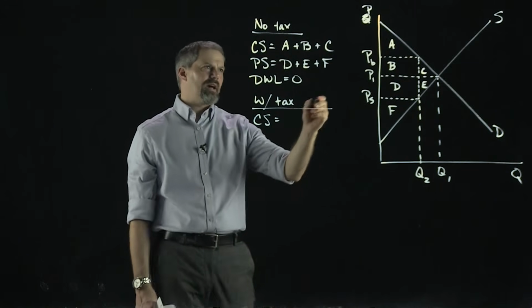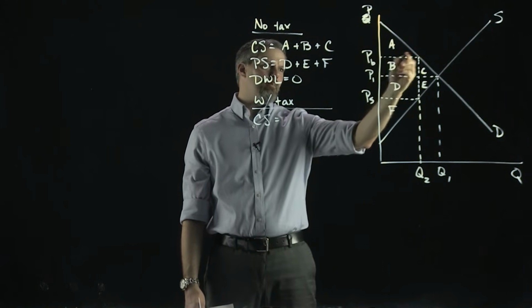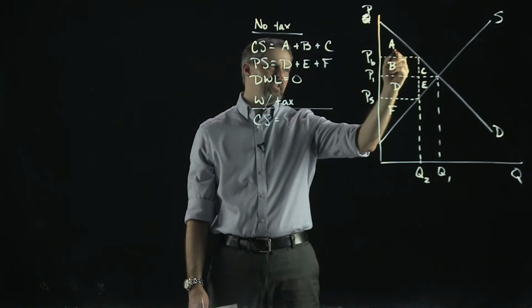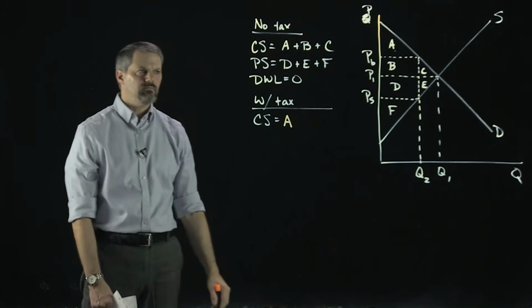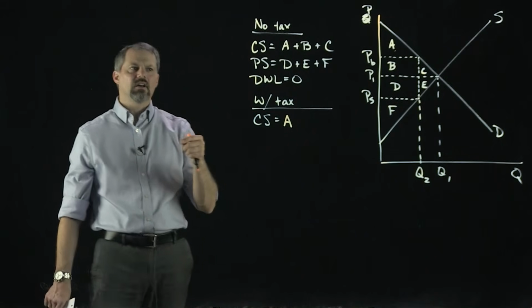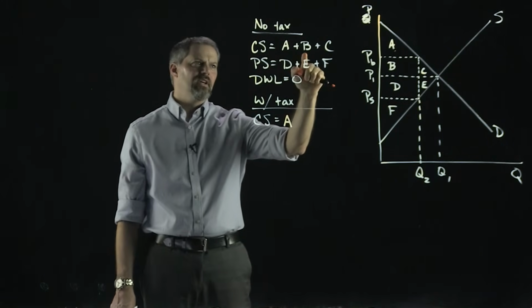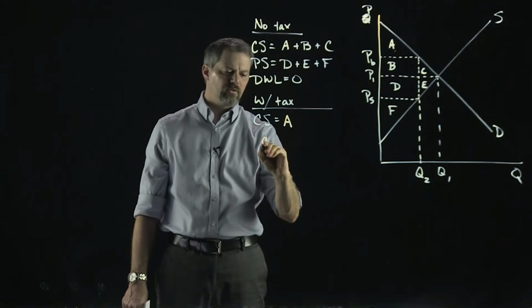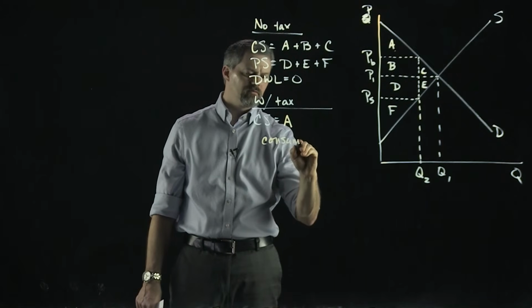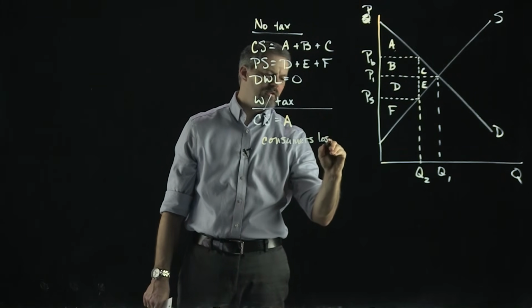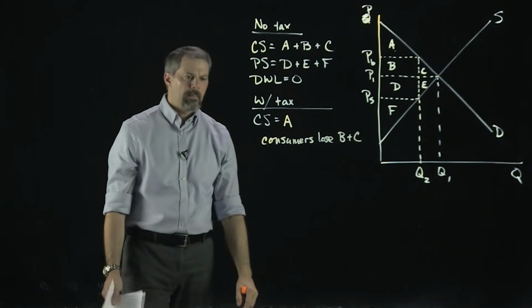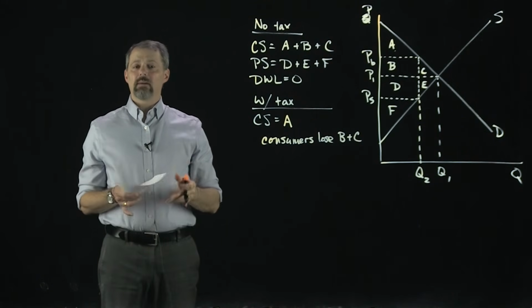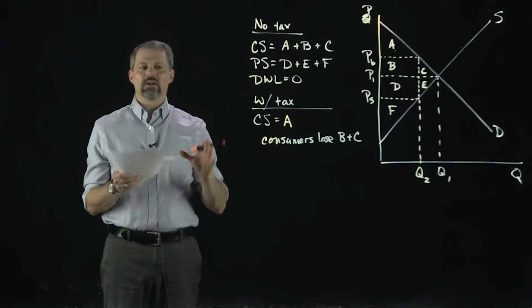So now let's think about the area under the demand curve and above the buyer's price. With the tax, consumer surplus falls to just A. And so the tax causes consumers to lose B plus C. So in terms of economic well-being, the tax clearly hurts consumers.